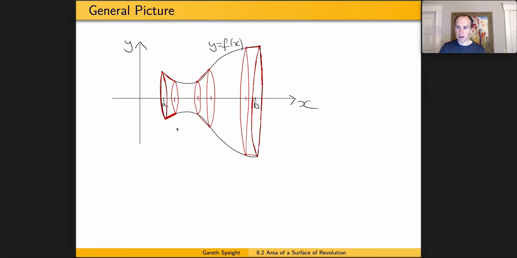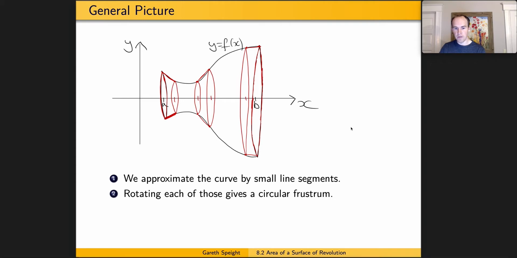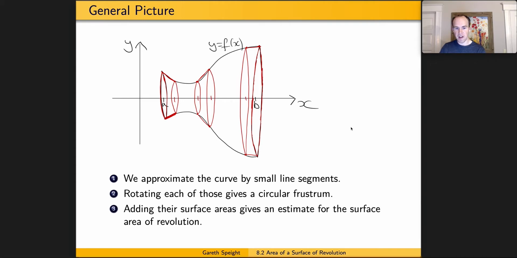So presumably we can then find the lower radius and the large radius in terms of the function, in terms of the xi. We can find this slant height in terms of the function, and we can use that to get an estimate. So here are the steps. We approximate our curve by a bunch of small line segments. We rotate each of these, we get a circular frustum, as we said. We add their surface areas, which now we can calculate based on the stuff in the previous slide. And then, okay, we take the limit to get the exact surface area, right?